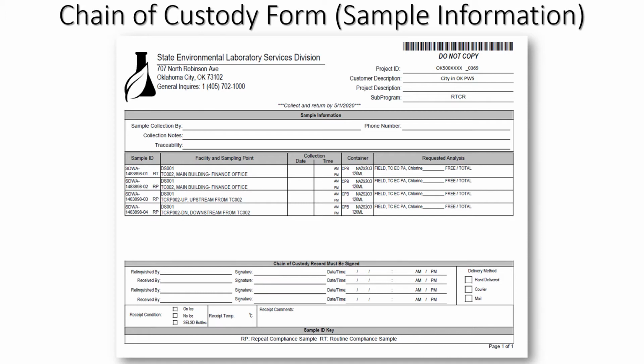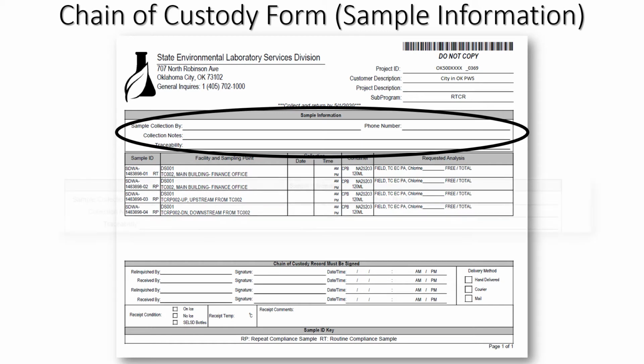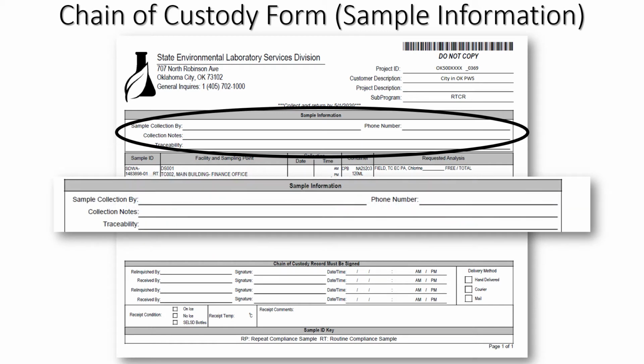Start filling out the form in the sample information box on top of the sample rows. Fill out the collector's name or initials in the sample collection by area. Add a current contact phone number for the collector in case there are any questions about the samples or any missing information on the form. If you have any special collection notes about your samples, please write them in the collection notes area.